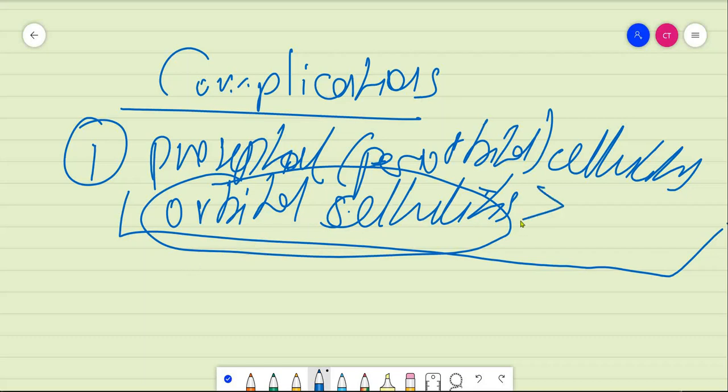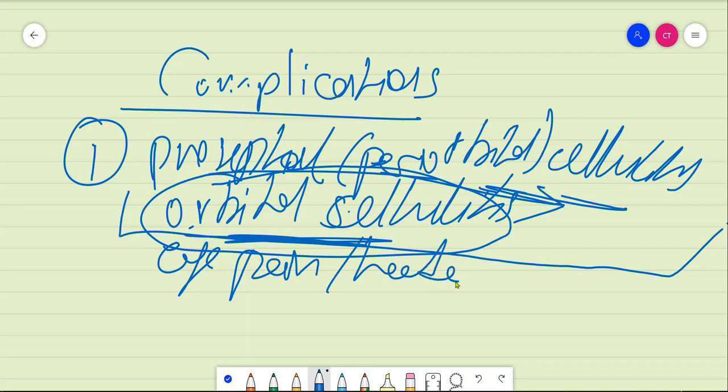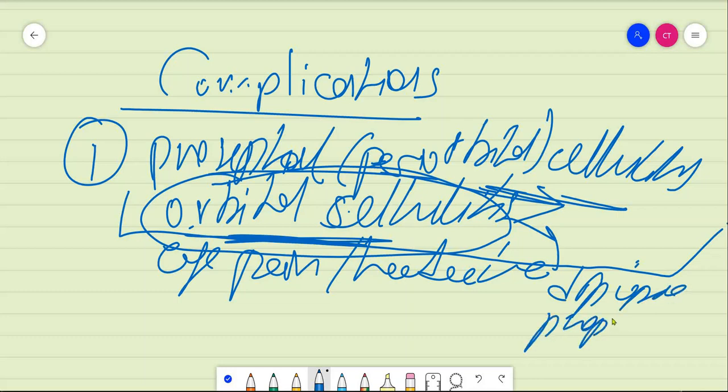So how to differentiate them? This is the infection of periorbital tissue, and this is the infection of orbital tissue, and both have eye pain and headache. However, orbital cellulitis also has diplopia, proptosis, the bulging of the eyes forward, and pain with eye movements.